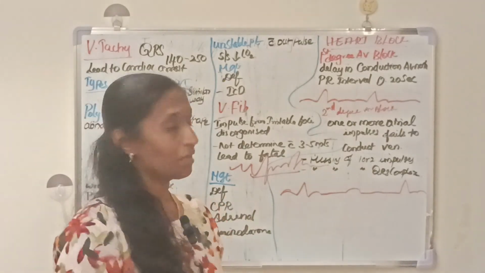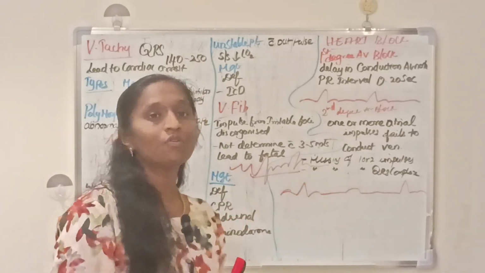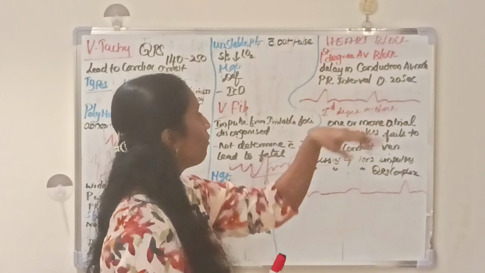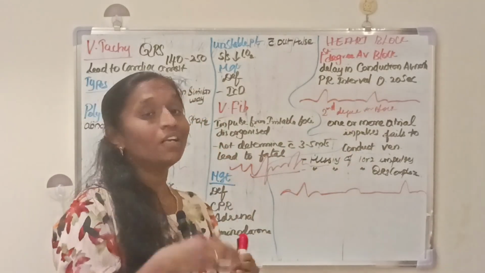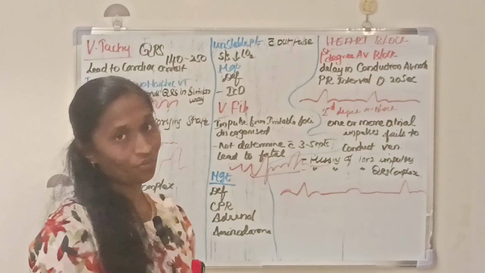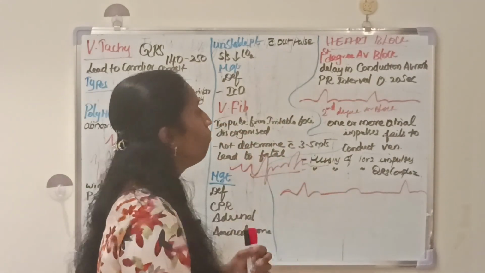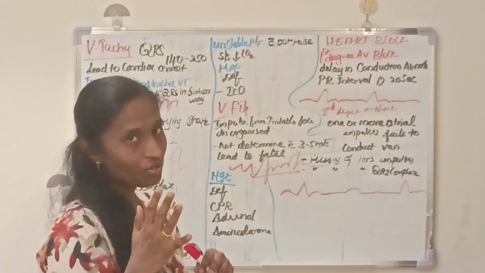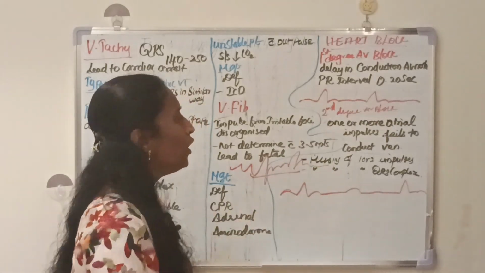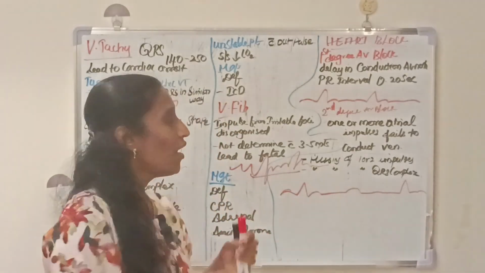Next we move on to the heart block. In heart block, we have first degree AV block, second degree AV block and third degree AV block. We see one by one. In first degree AV block, there will be a delay in the conduction of the AV node. So the PR interval will be more than 0.20 seconds. Understand?